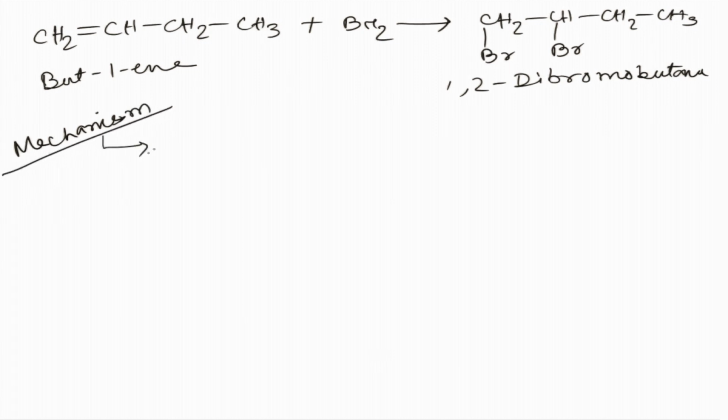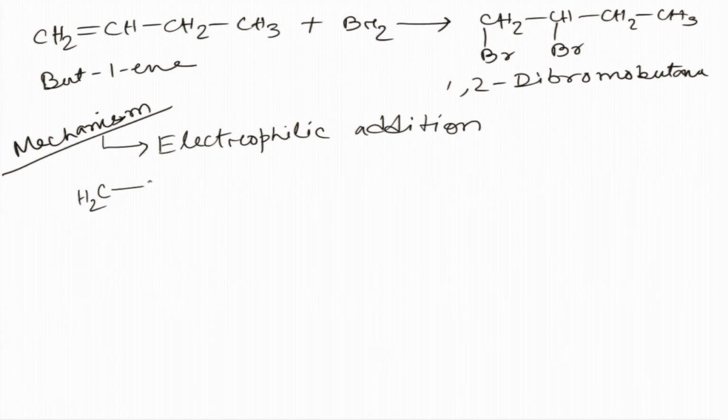So, this is through electrophilic addition. Okay. We had seen what is electrophile and this is electrophilic addition. So, let us take this example. Now, Br2, this can be written like this, two bromine atoms bonded together.